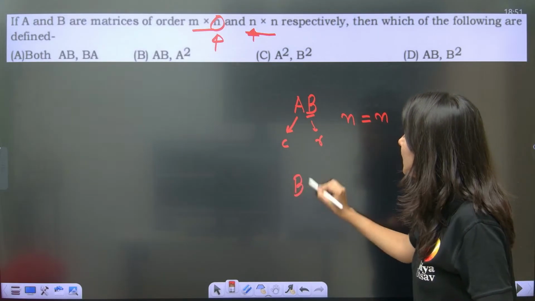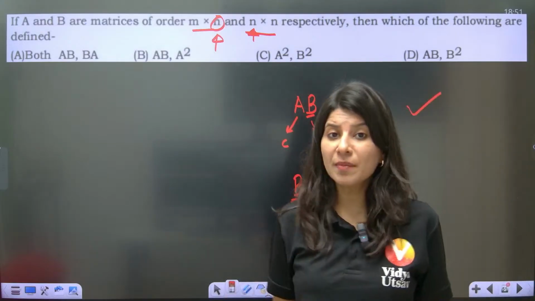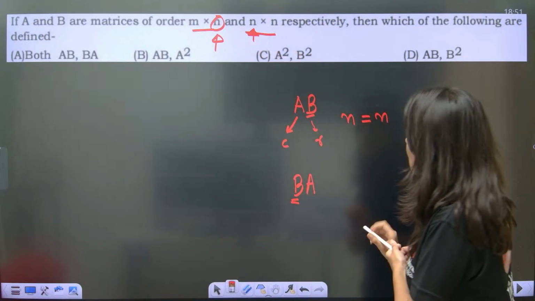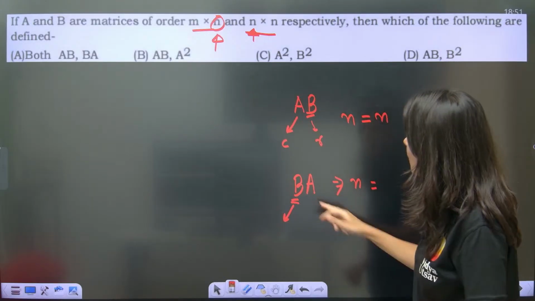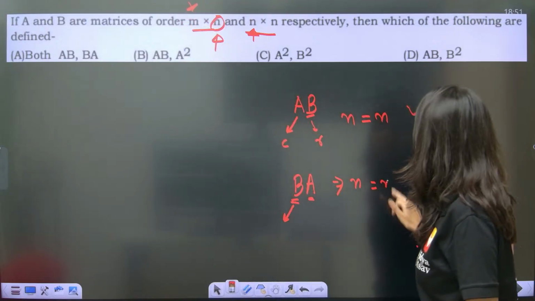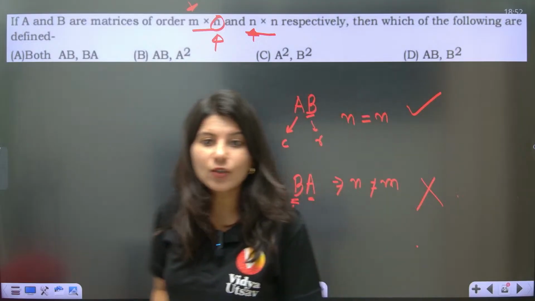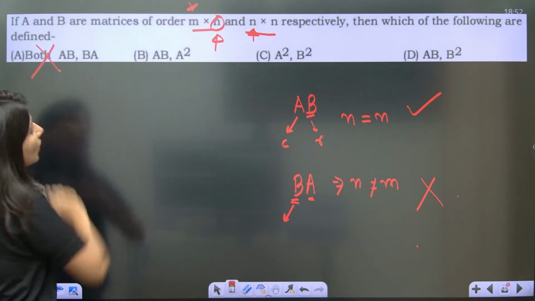What about BA? Now B. So the number of columns of the first matrix B is what? N. And the number of rows of A is m. N and m are not equal. That is why BA is definitely not allowed. BA will be out of the question. So option A is wrong.